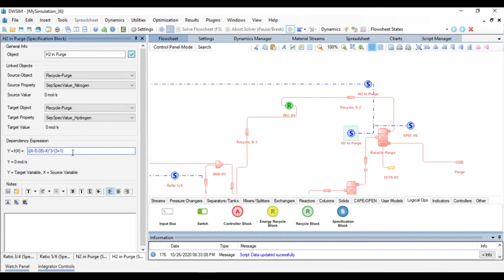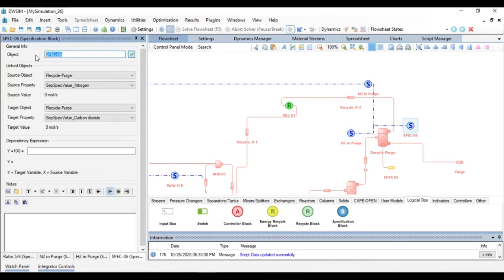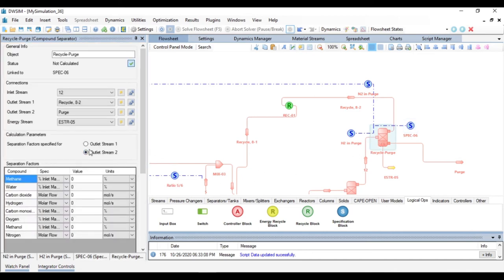Okay, we will also copy this expression, and we'll define also this spec block. So I forgot to hit enter. So this is the CO2 in purge, and the expression here is also the same, but it is 1 for this. Okay, now click enter. It's specified for outlet stream 2 because this is the purge in the outlet stream 2.